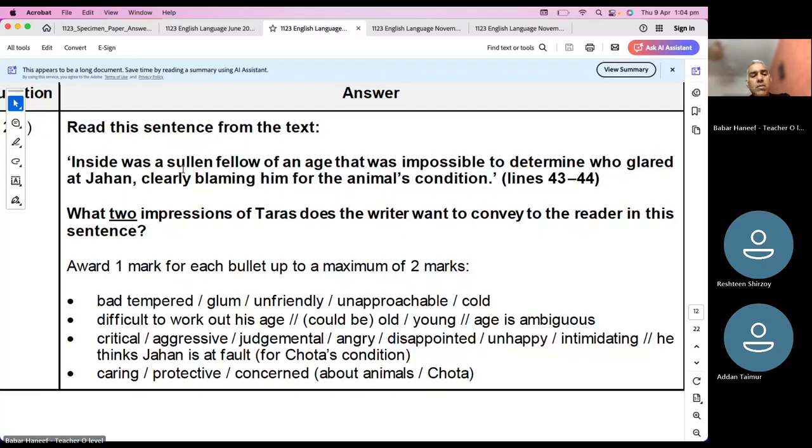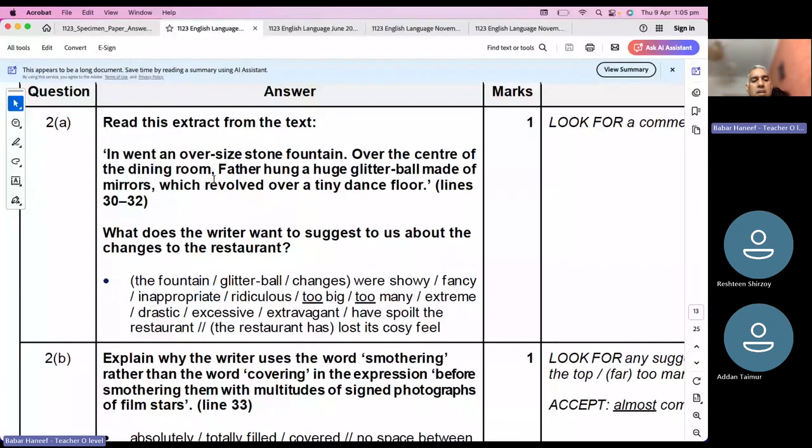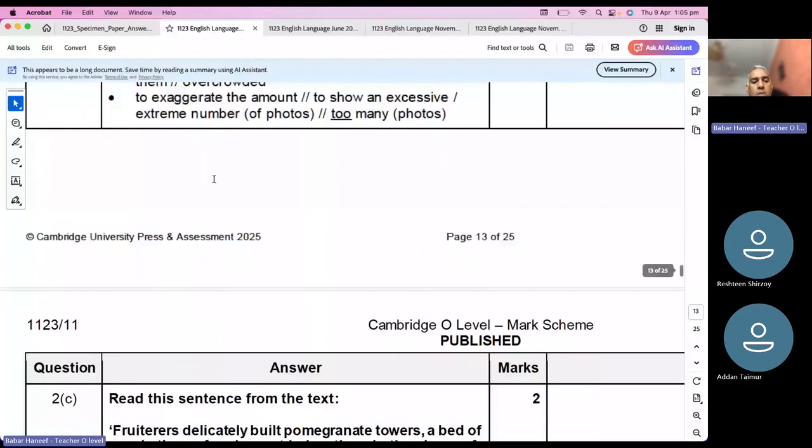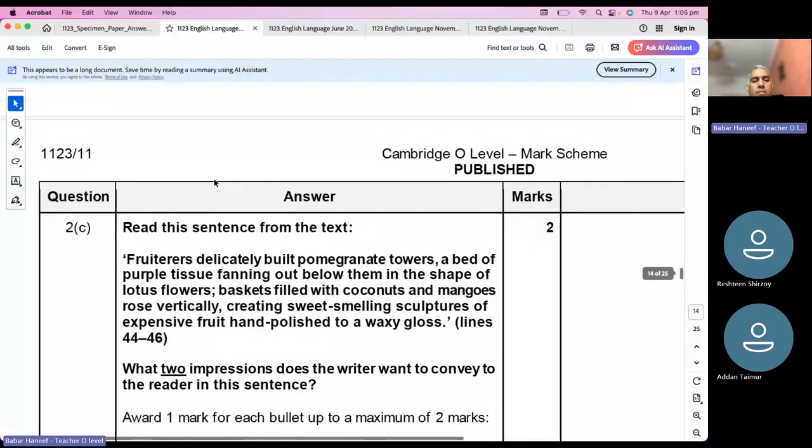So you can write down any two impressions here. The first impression is that there is an unfriendly, wild fellow, and the other one, who is blaming him, is very much concerned and protective of the animals. Very concerned about the animals. Now we go with another question here with a similar kind of technique. There were two impressions. Now we'll read this one here.